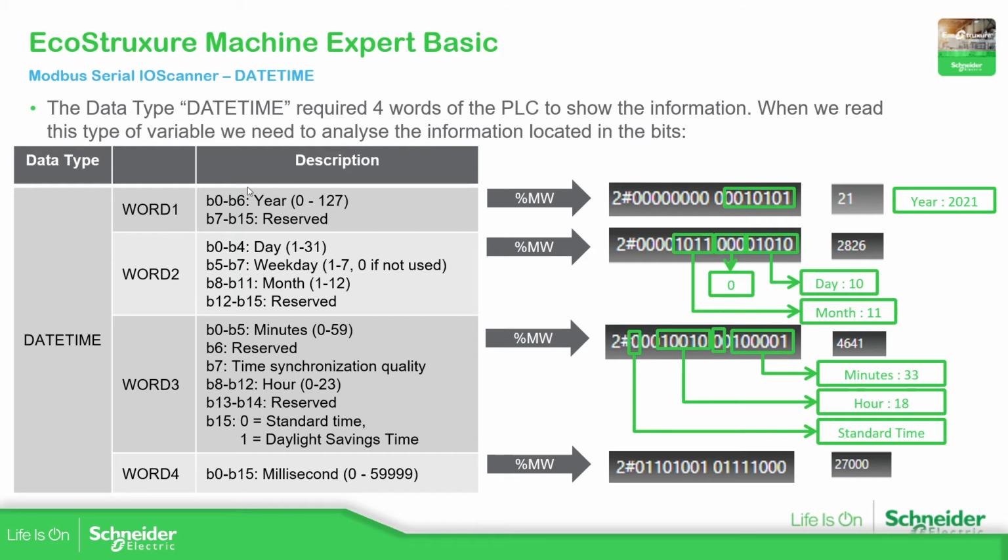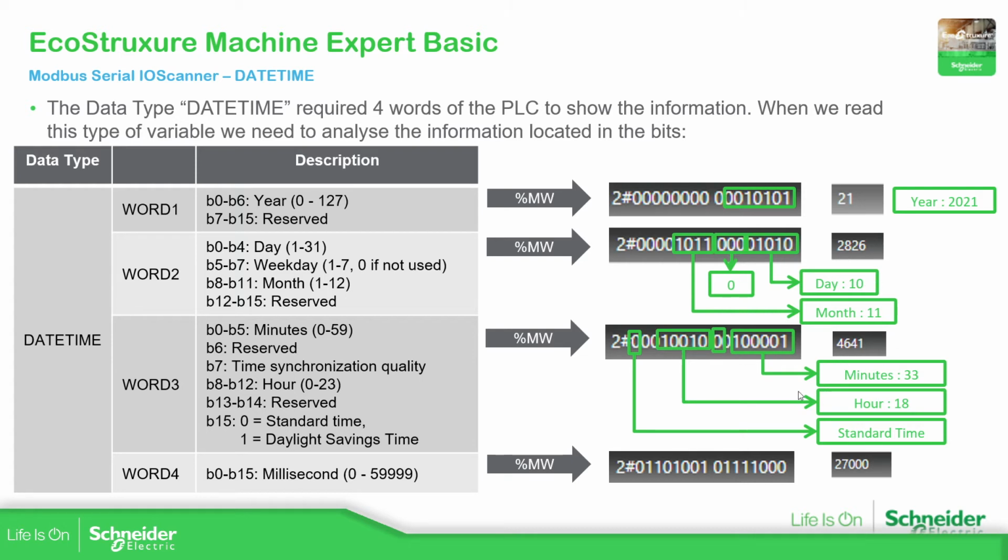This first one will give you the year. The second one is related to day and months, depending on the weekday, if 0 is not used. And the third one is related to the time, so minutes, hours, and then the daylight saving or not, and the time synchronization quality. And the fourth one is for the milliseconds. This one is the easiest one. As you can see here, you just need to move this to a percentage MW variable, and then you can find the milliseconds. In here, it should be 27 seconds, because it's in milliseconds.